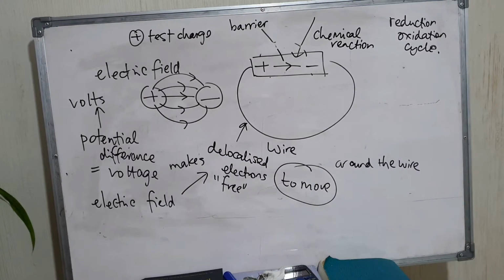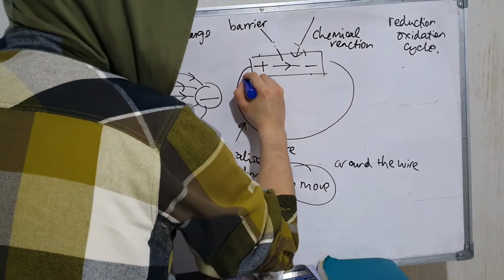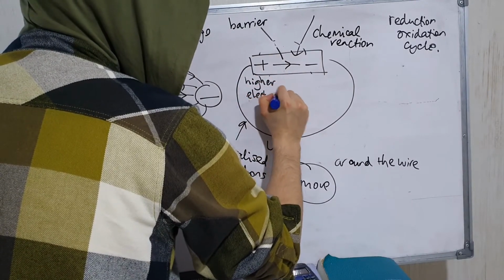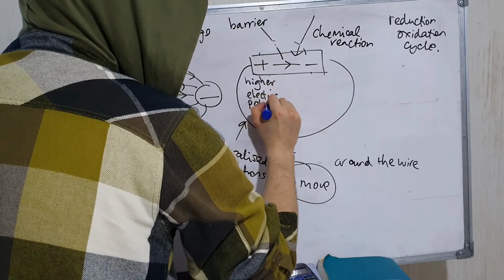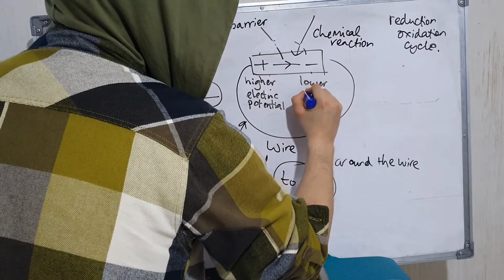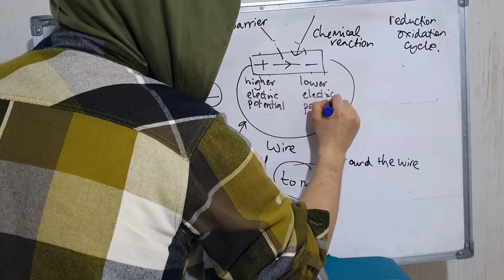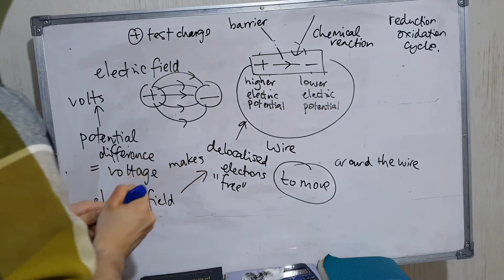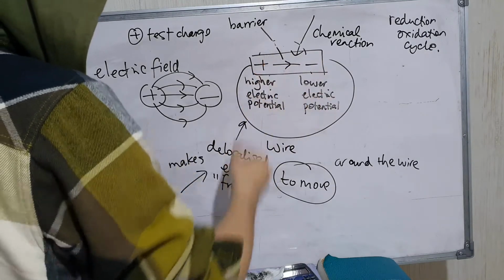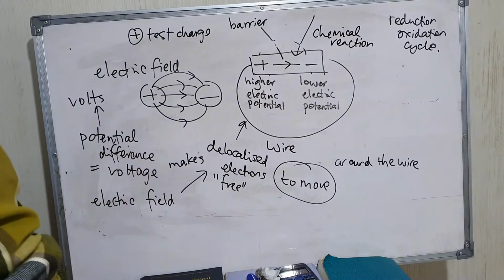All right, now let's look at the positive and negative terminals. Now the one with the positive terminal has a higher electric potential, and the one that's negative has a lower electric potential. Just remember, the one that's positive is more and the one that's negative has less. So the positive has a higher electric potential and the one that has a negative has a lower electric potential.